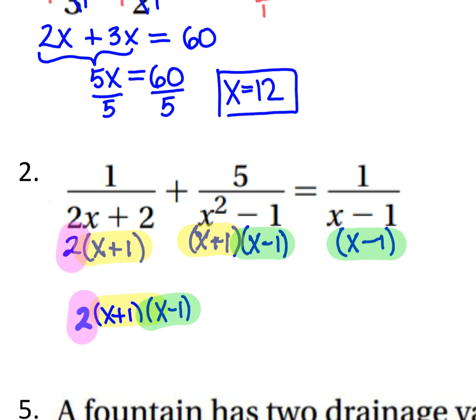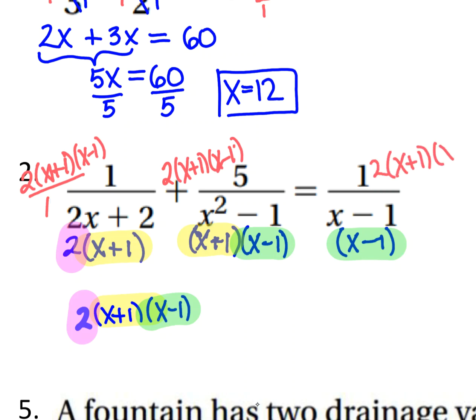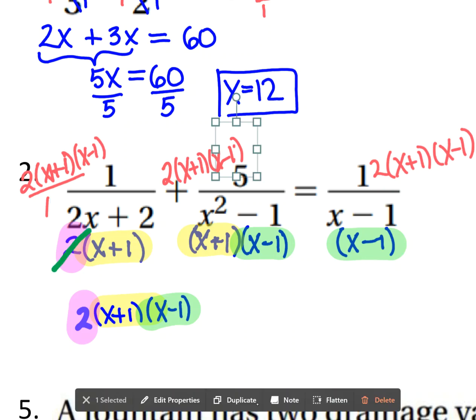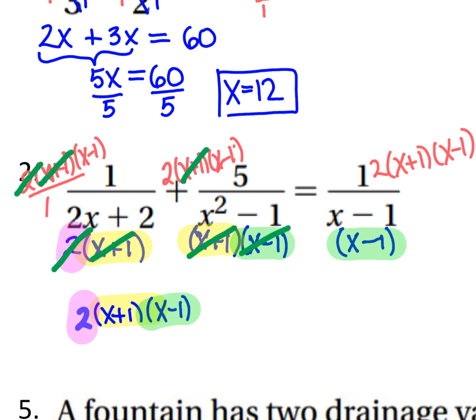Okay, all right, so at the top, 2 times x plus 1 times x minus 1. Remember, this is on the top, over 1. Let's just squeeze it in. It's not going to fit real well. Okay, let's do some canceling. All right, in terms of canceling, we've got 2's gone, x plus 1's gone. X plus 1, x minus 1 are gone. X minus 1 is gone.